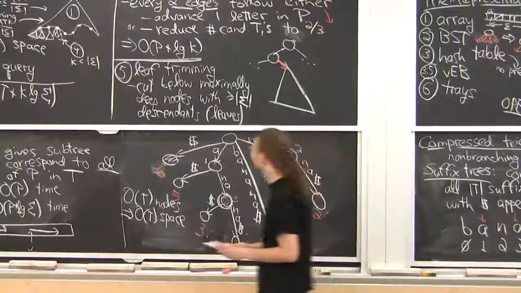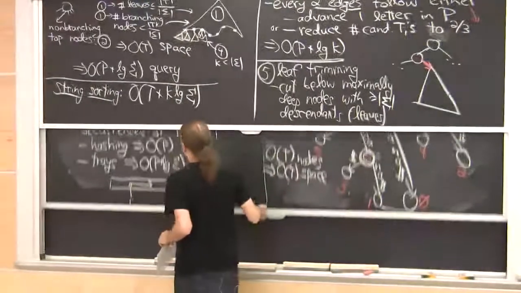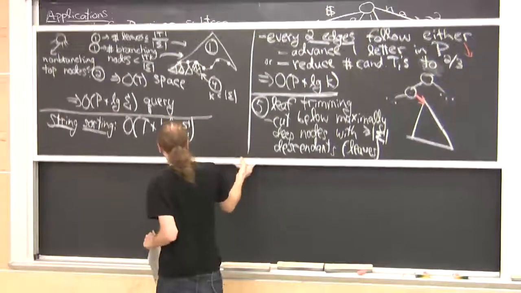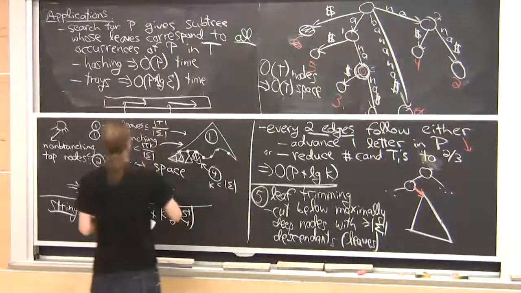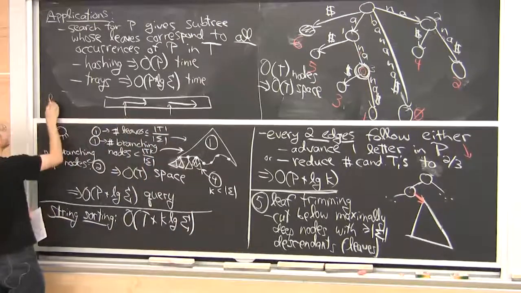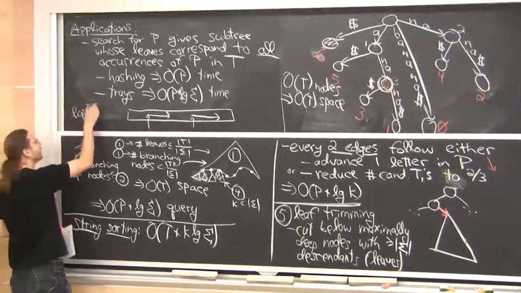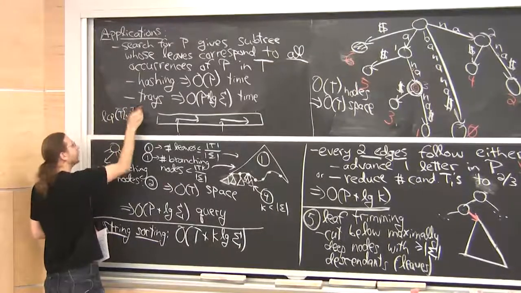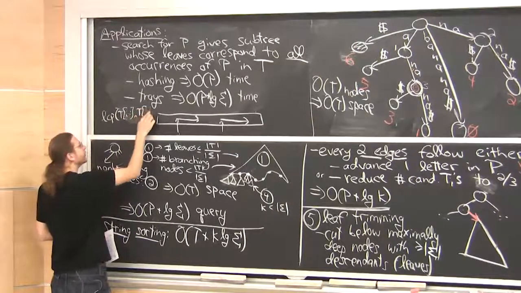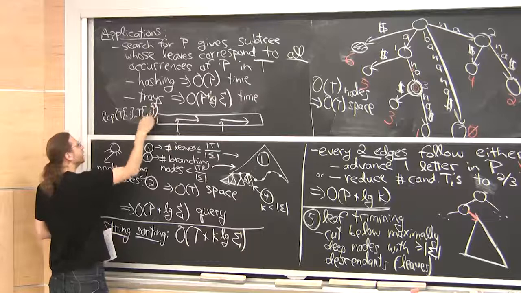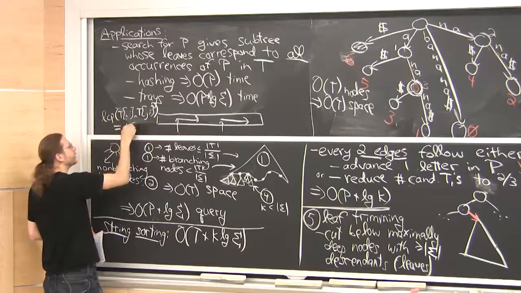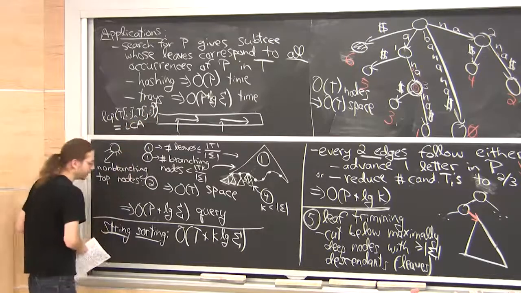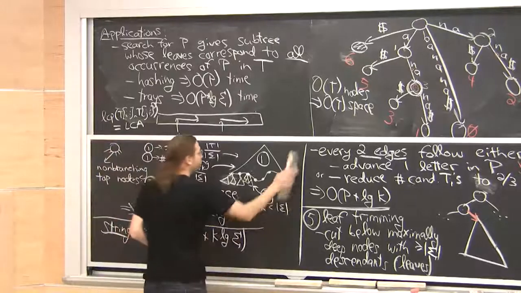Okay, got some more. So why don't I just write: the LCP of one suffix and another suffix is equivalent to an LCA query. And so we can do that in constant time after preprocessing.